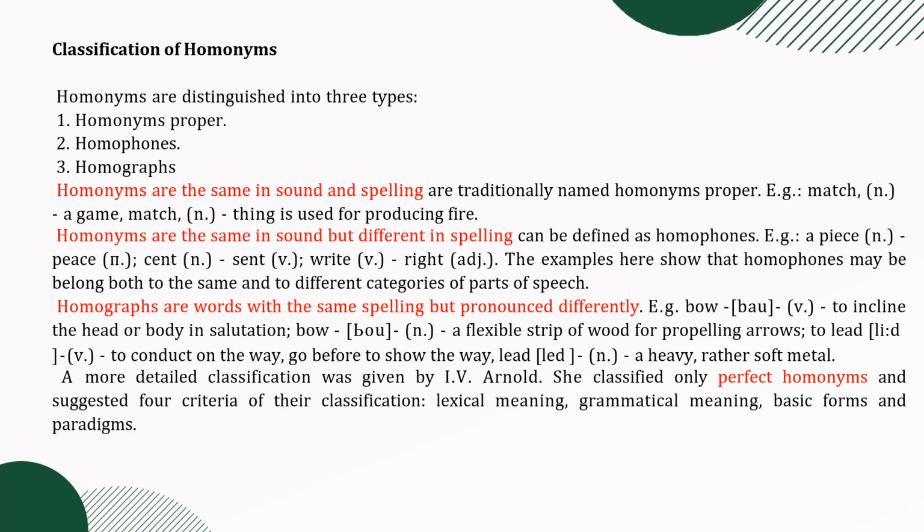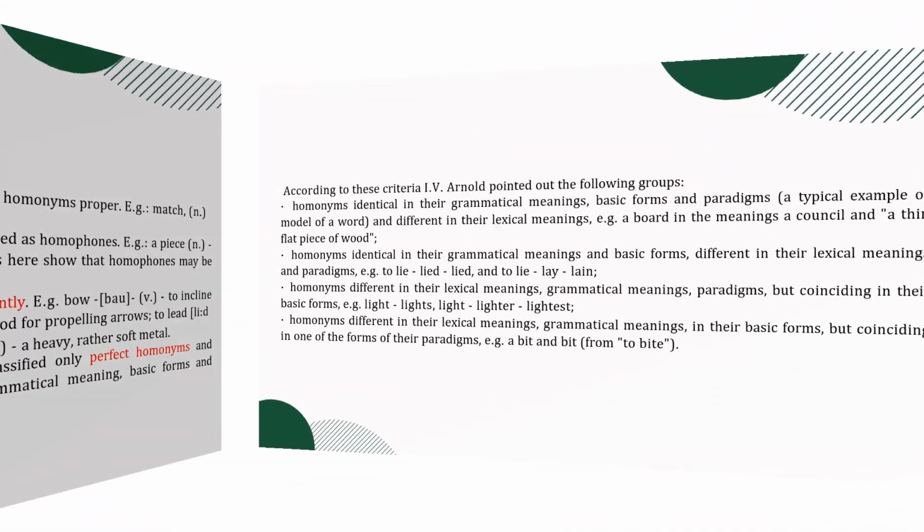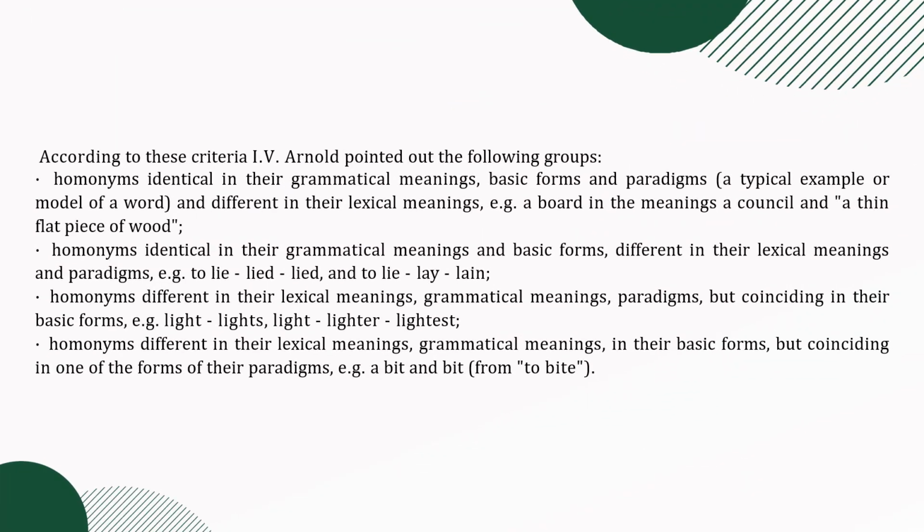A more detailed classification was given by Arnold. She classified only perfect homonyms and suggested four criteria of their classification: lexical meaning, grammatical meaning, basic forms, and paradigms. According to these criteria, Arnold pointed out the following groups: homonyms identical in their grammatical meanings, basic forms and paradigms, and different in their lexical meanings.